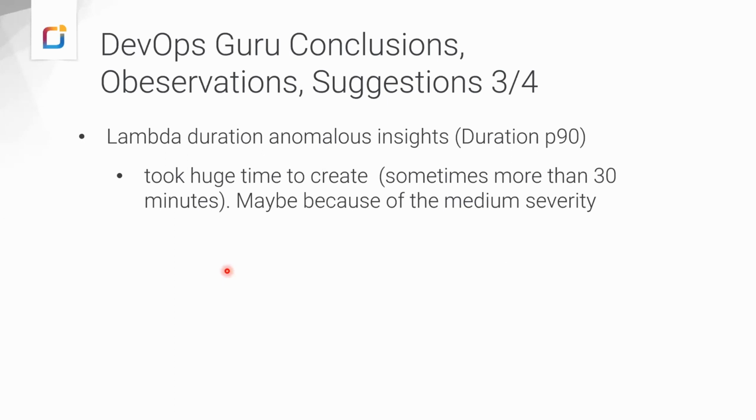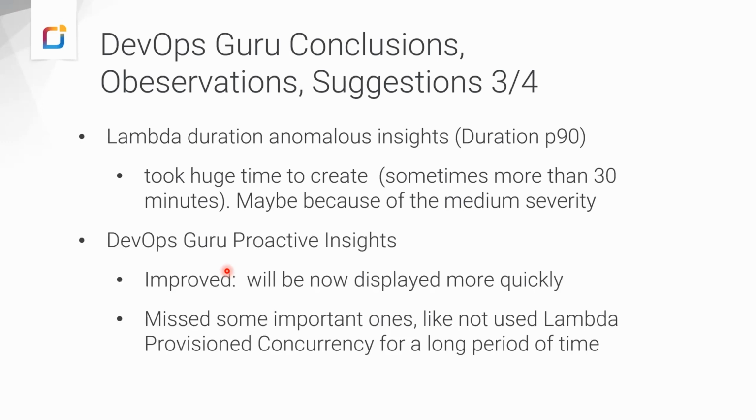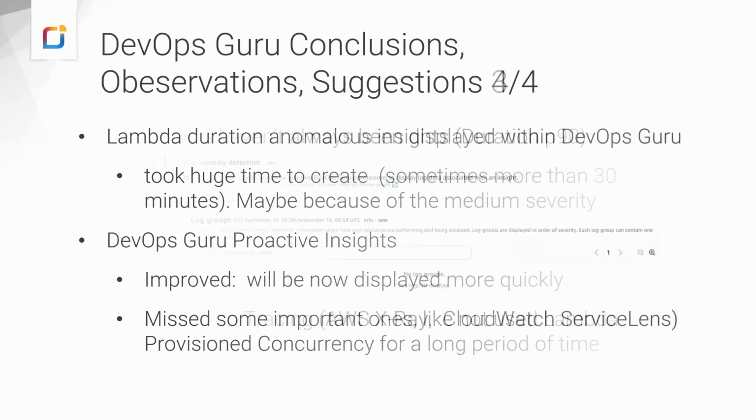The duration anomalous latency incident took a huge time, sometimes more than 13 minutes, maybe because of the medium severity, and also there are some things with the proactive insights. Now they improved. They are now shown very quickly. Several months ago, they were generated just once per day. If I improved something, it took 2 days to recognize that I fixed something, like a point in time recovery. Now it's instant, but sometimes I see a particular proactive incident missing, which may help me, but probably it's out of scope.